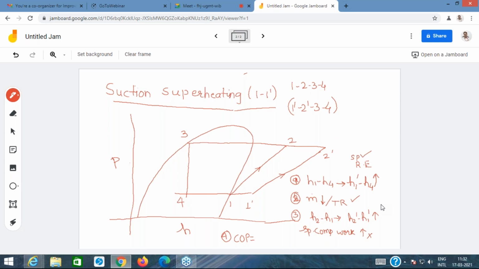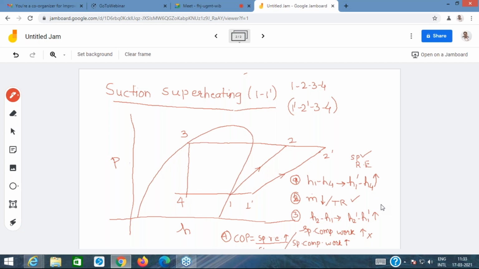So mathematically, if you look at it simply mathematically, the numerator is increasing and the denominator is also increasing. So we cannot say for sure whether the coefficient of performance is going to increase or decrease. But if you look at real life problems and the real life properties of the refrigerants, you would find that generally the coefficient of performance would increase. So what is the impact of suction superheating?